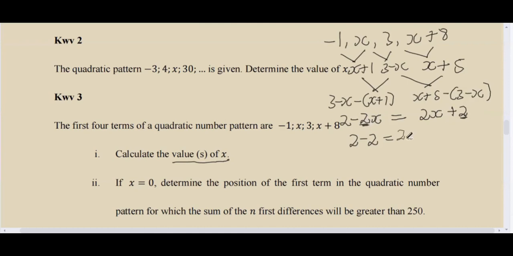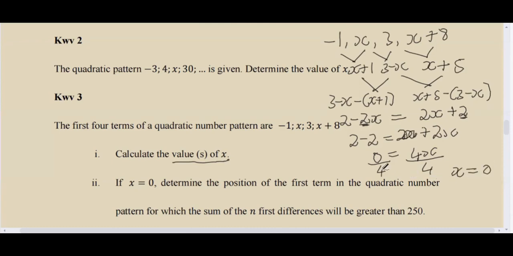So this is 2x plus 2x. Now, what is it that we have here? It's 0, then is equals to 4x, right? So do not be intimidated by getting 0 here. It is possible to have your x value as 0. So 0 divided by 4 is 0.